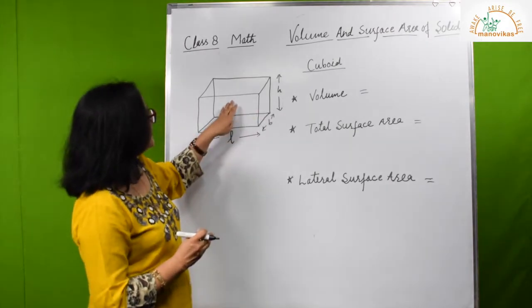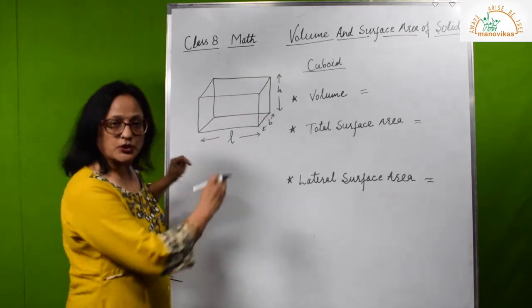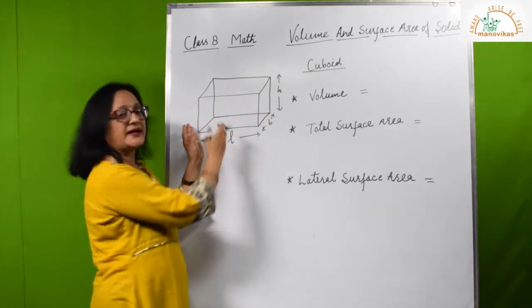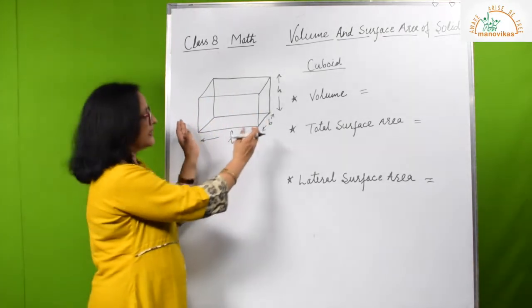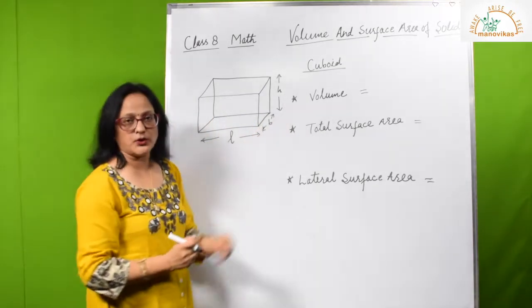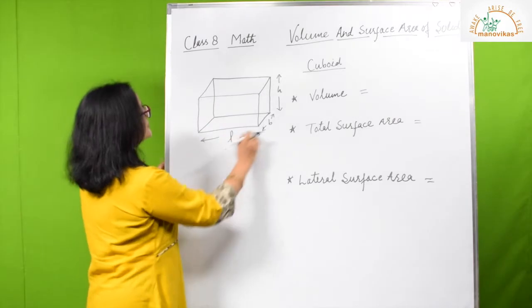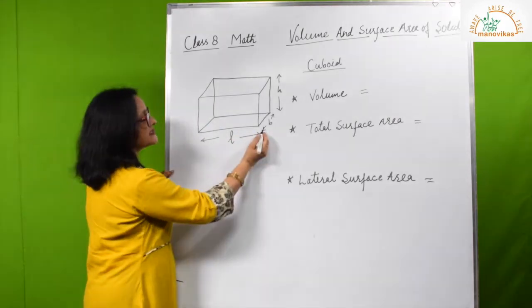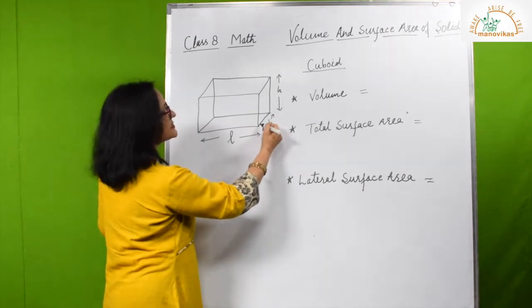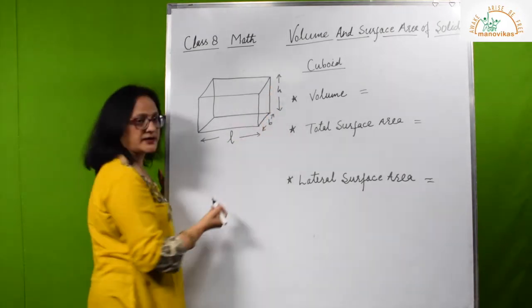Now here we have taken a cuboid. The volume of a cuboid will be the space occupied by its different dimensions, length, breadth and height. That space is called its volume. Here is the cuboid I have taken. This is the length of the cuboid, this side is the breadth and this is the height.